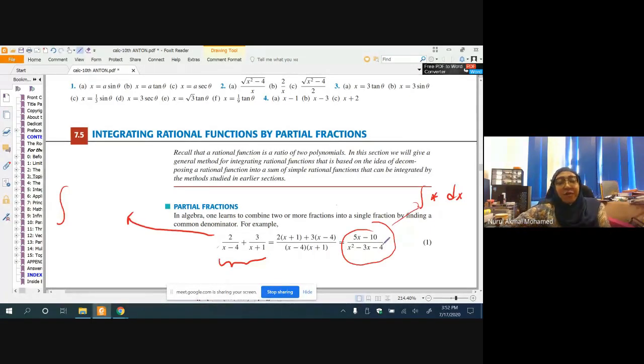Okay, so our purpose in studying integrating rational functions by partial fractions is to reduce this complicated-looking expression to a simpler-looking partial fraction, which is easier for you to integrate.